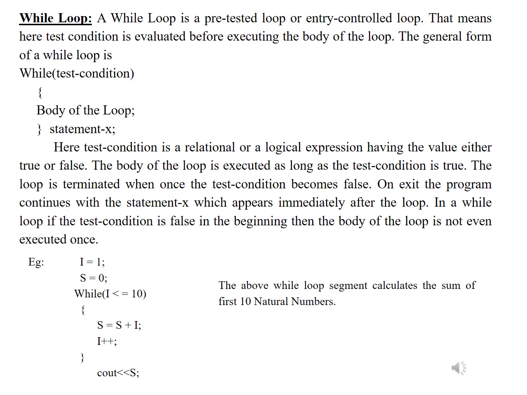not even executed once. For example, i = 1, s = 0, while (i <= 10) { s = s + 1; i++; } printf("%d\n", s), which means the output. The above while statement calculates the sum of the first 10 natural numbers.